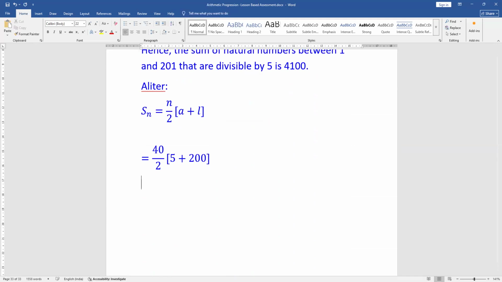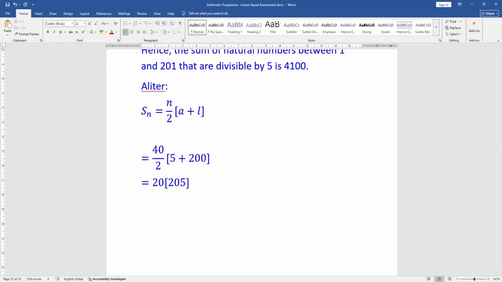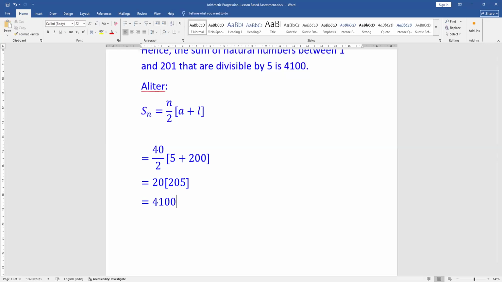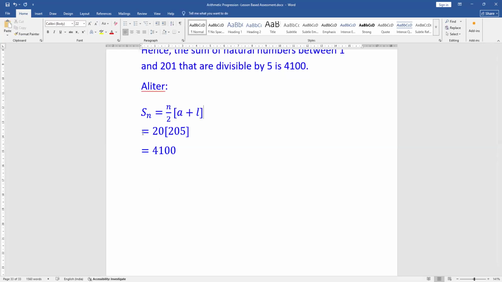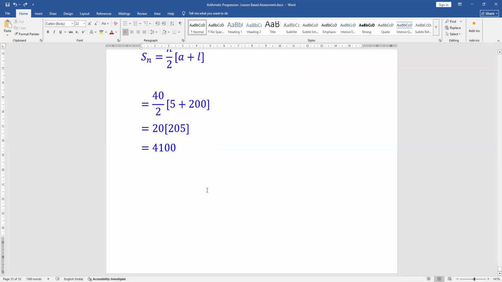Then what I do is equal to 40 by 2 is 20, bracket open, and 5 plus 200 is 205. Bracket close. So this will give you 4100. Okay, so you can use this formula also. So I have given two ways of getting the answer. Okay, children. So now I move on to the next question.